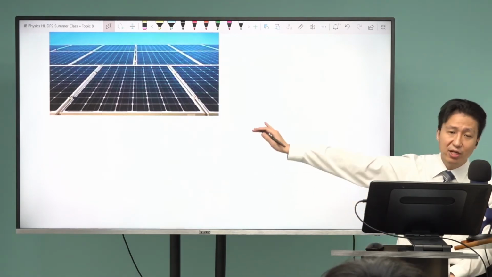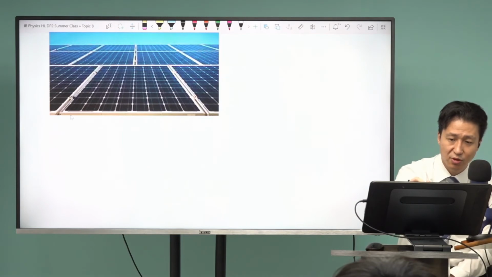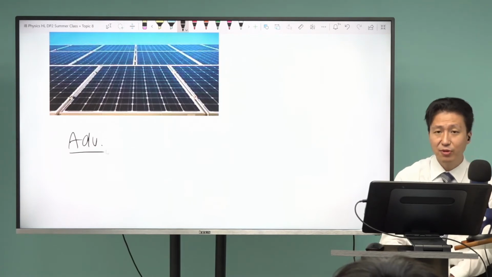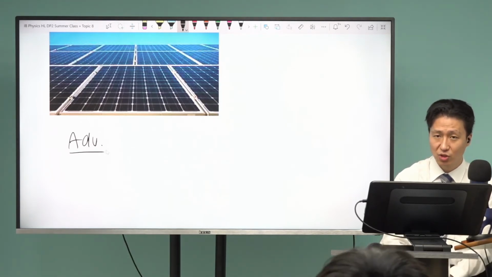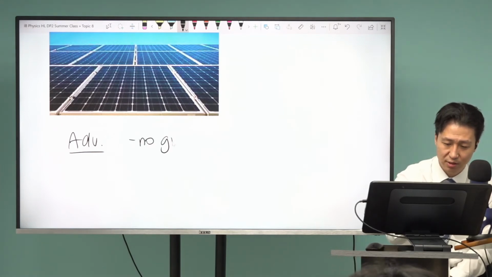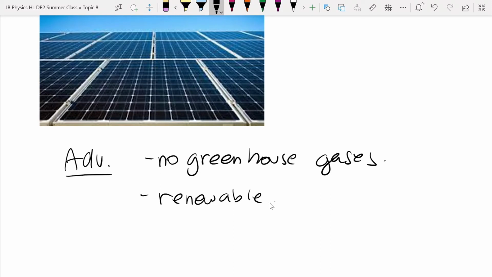Of course, again, you have to talk about the advantages and disadvantages of each, right? So if we talk about the advantages of solar panels, first, it produces no greenhouse gases during its use. Second is that it's renewable, right? And being renewable, it's free. So solar energy is free, right? Nobody has to pay for sunlight, mostly.